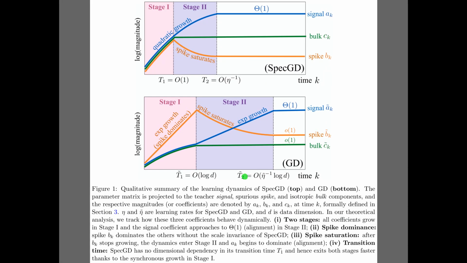Alright, Figure 1 visualizes exactly why this happens by comparing the learning dynamics of the two methods side by side. The top panel shows spectral gradient descent, or SpecGD. You can see that in the pink shaded region, labeled Stage 1, the blue signal line grows quadratically alongside the orange spike line, meaning the noise doesn't overpower the useful information. In contrast, the bottom panel shows standard gradient descent. Here, the orange spike curve shoots up exponentially and completely dominates the early training, suppressing the blue signal line and forcing the model to waste time before it finally aligns with the target.